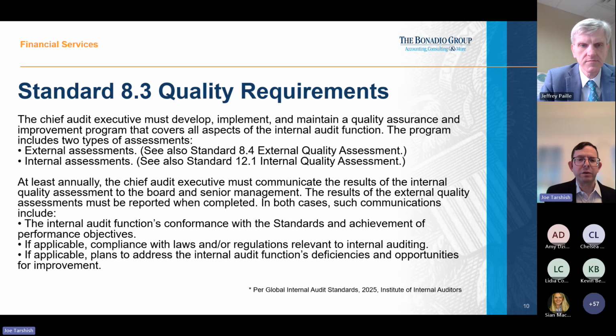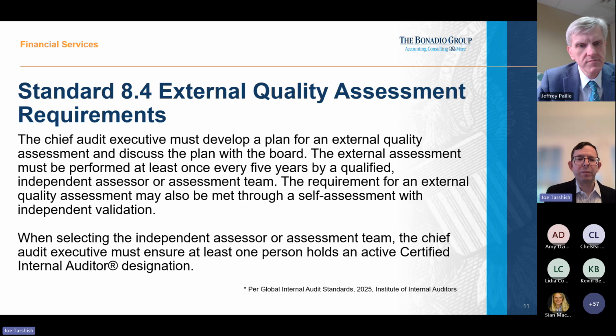Standard 8.3 under Principle 8 gets into quality requirements. And then you see referenced here 8.4, external quality assessments, and Standard 12.1, internal quality assessments. And we'll look at 12 soon. Here's 8.4 on the external assessments that we're talking about.